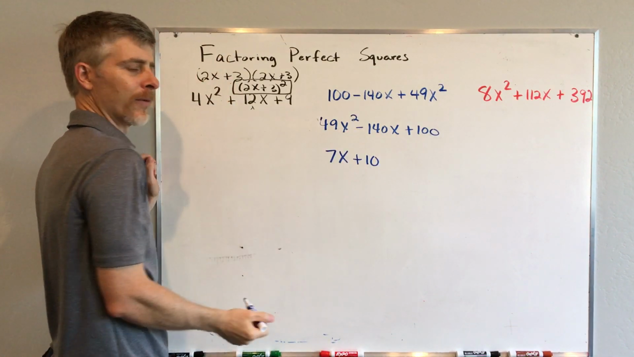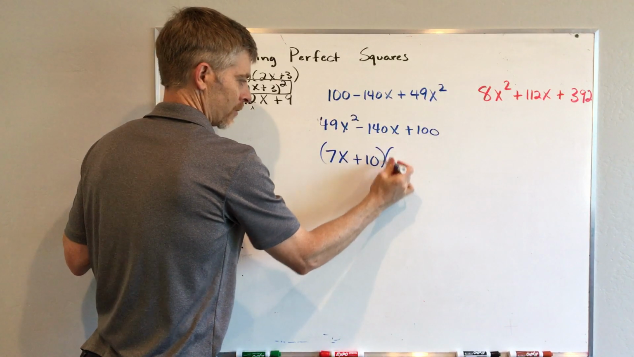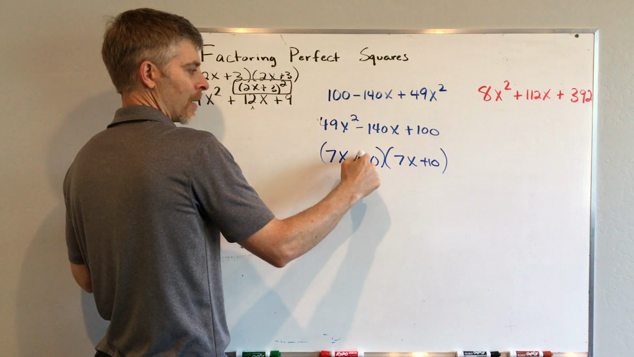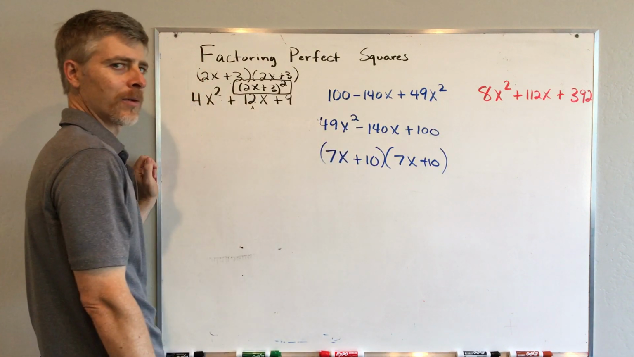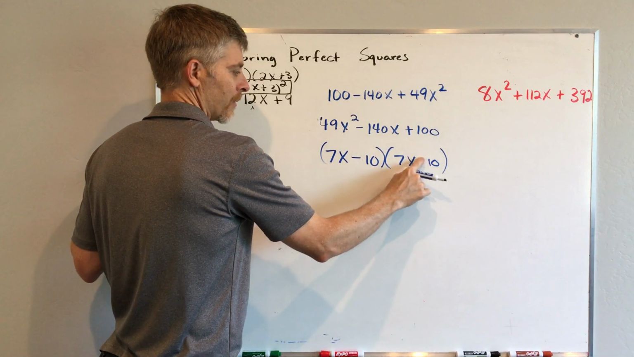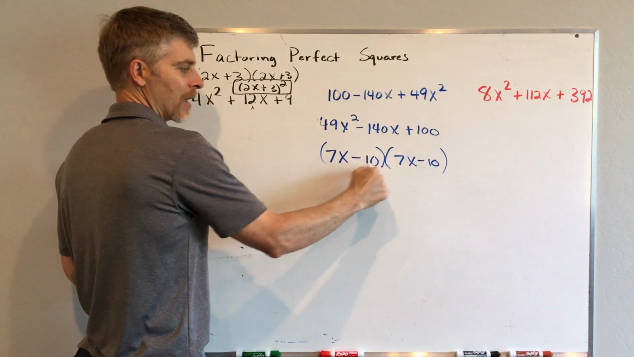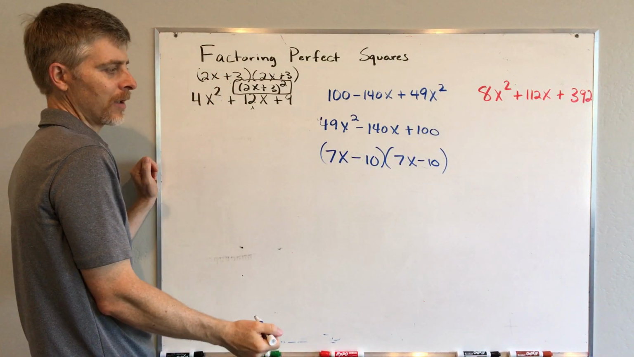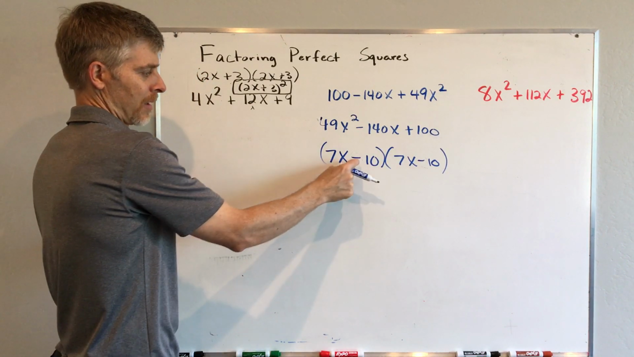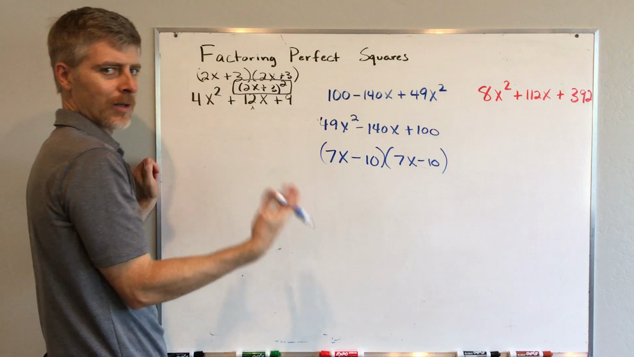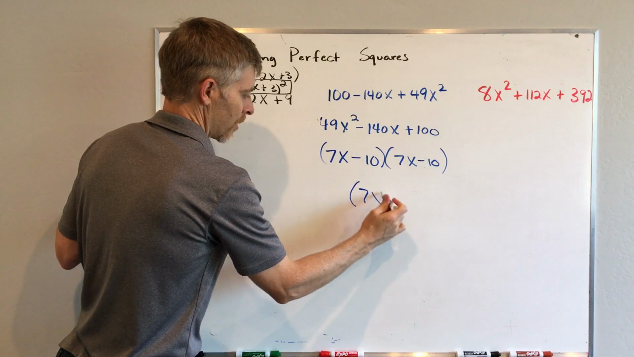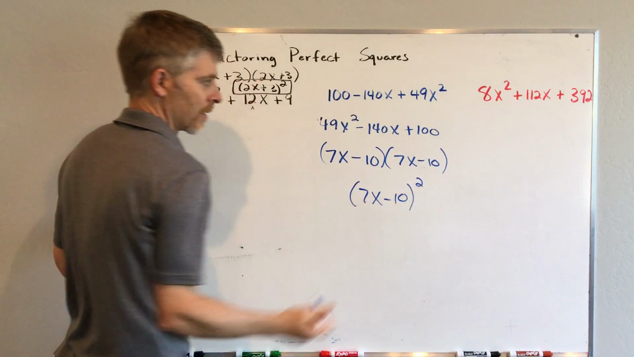Except I need a negative 140 in the middle. So if I do that, that's going to leave a positive 140 in the middle. So these both need to be negative signs. Negative 10 times a negative 10 will make a positive 100, but a 7x times a negative 10 will make negative 70. A negative 10 times a 7x will make another negative 70. They'll add together to make negative 140. So this is factored like that.